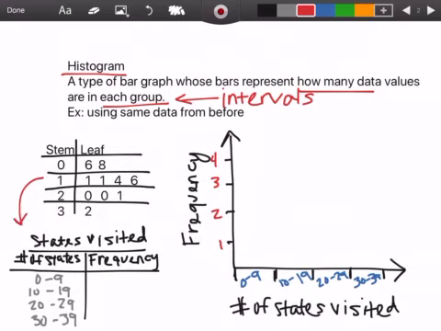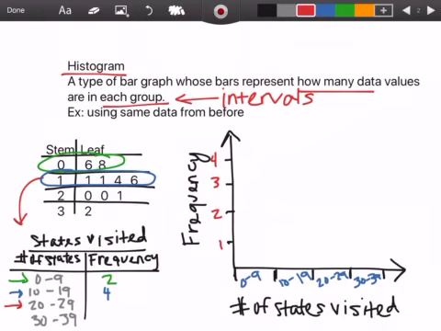I'm going to put this information into a frequency table so that you can see where my bars are coming from. So my first interval, or my first group, is going to be the number of people that said they had visited between 0 and 9 states. So that's this group right here, the group that had visited 6 states and 8 states. So only 2 people are in that group. My next interval is the group of people that had visited between 10 and 19 states. That would be this group right here. That's 1, 2, 3, 4 people. I have 4 leaves, so it's 4 people in that group.